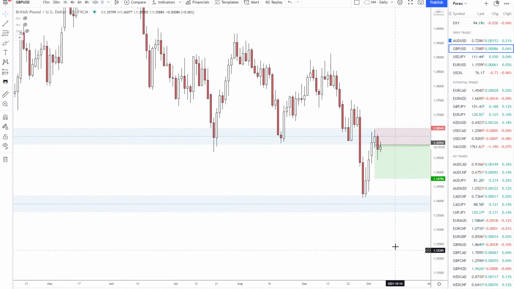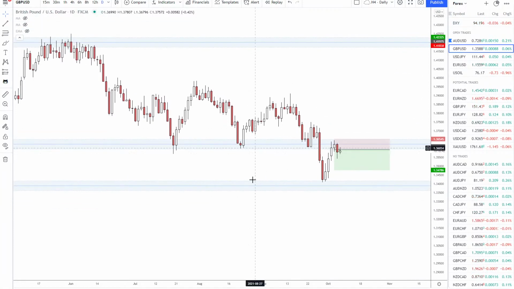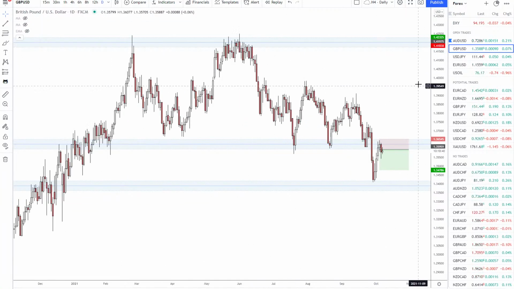GBP USD first. This is an open trade that has triggered. I shared this trade yesterday. I said that I'd be entering on a retrace. The retrace has happened, so my entry has now been triggered. Just looking for this short here on GBP USD, and what we need for that is some USD strength to really push this down, which I believe we're going to get.